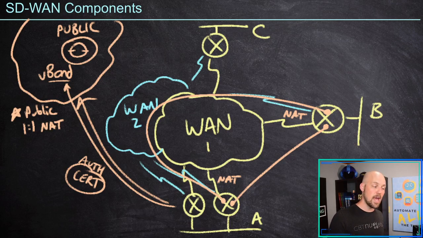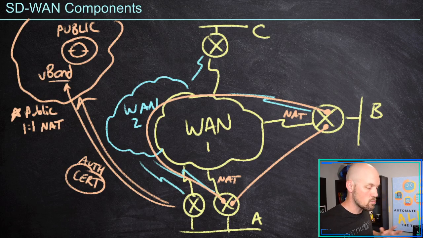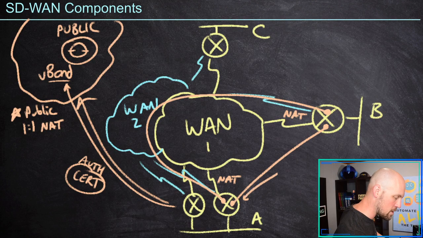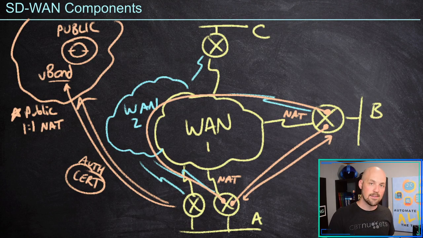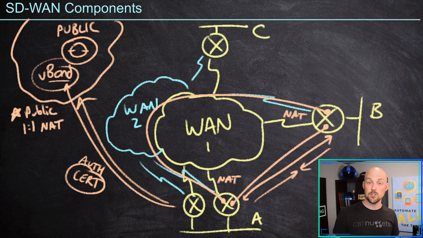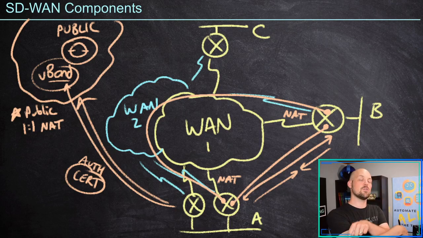Maybe the blue one doesn't have NAT, but maybe the yellow service provider does. Maybe I'm just behind a DSL line, and so I've got two remote locations and they're both out DSL or Comcast cable, whatever the situation is. Now I have to form a tunnel between these two routers and they're behind NAT. Well, the way we do that is by leveraging the vBond to coordinate a NAT punch through. The NAT punch through simply means that we communicate to each other at the same time, and that can, in most cases, get us through NAT.